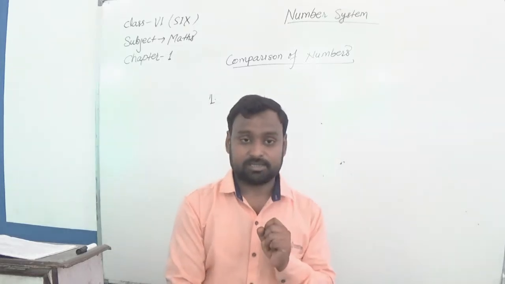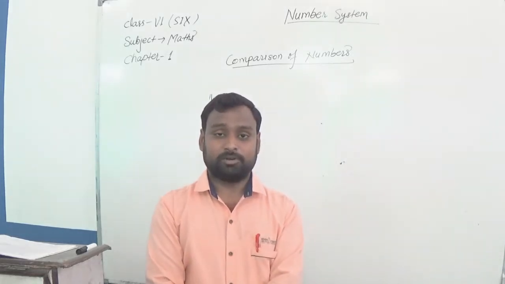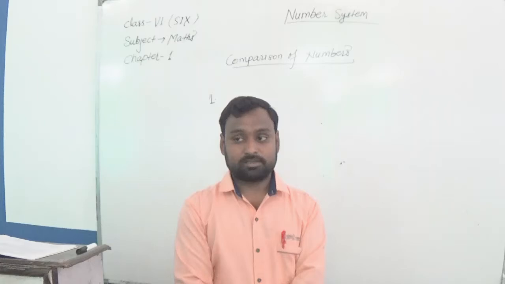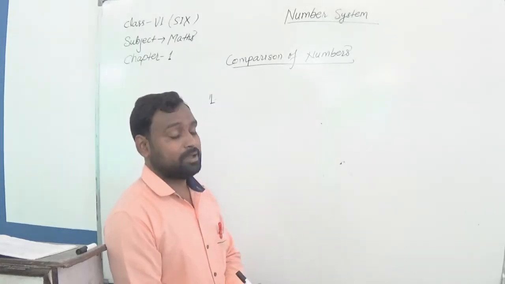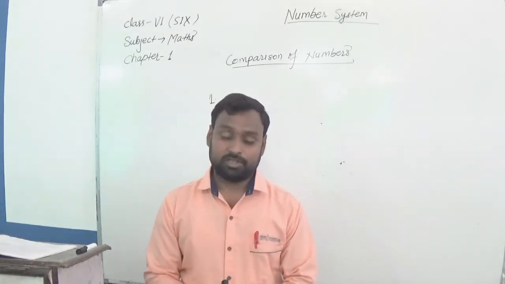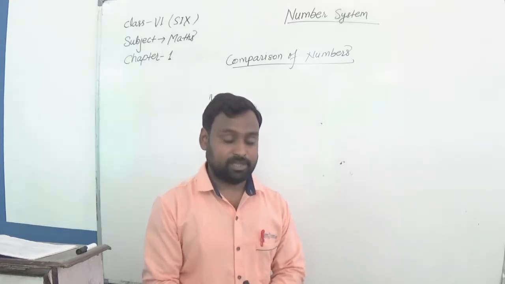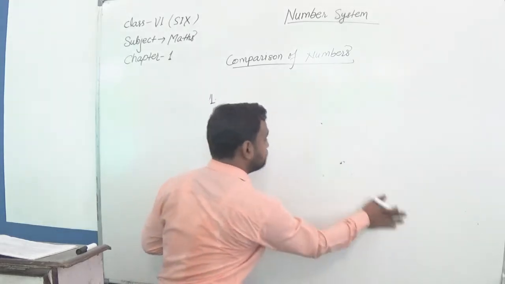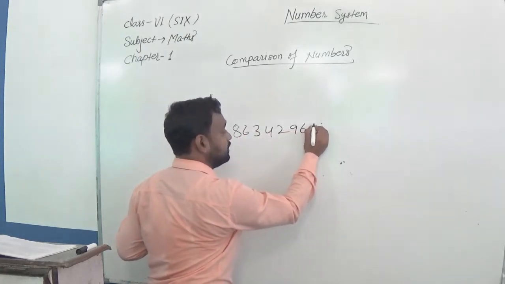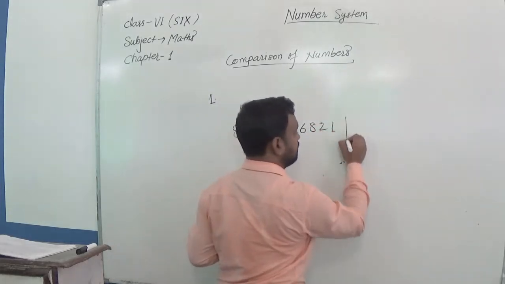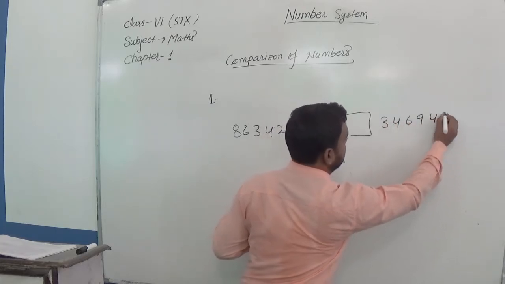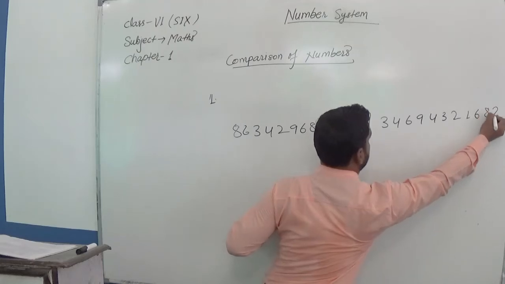What I am saying, once again listen. The number with fewer digits is less than the number with more digits. So the first thing we have to keep in mind during a comparison of numbers is to count the digits. We have to pay attention to the number of digits. Suppose one example I am doing for you. 8, 6, 3, 2, 3, 4, 2, 9, 6, 8, 2, 1. We have to compare it with 3, 4, 6, 9, 4, 3, 2, 1, 3, 8, 2.